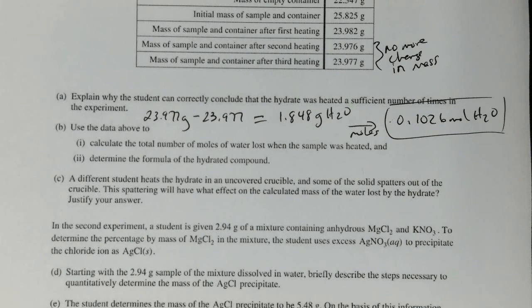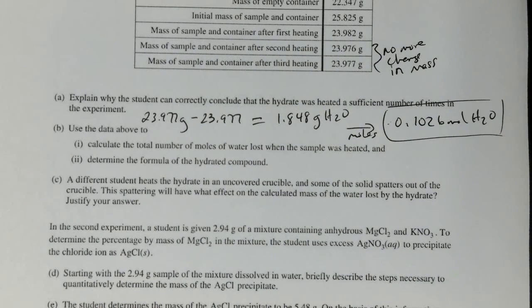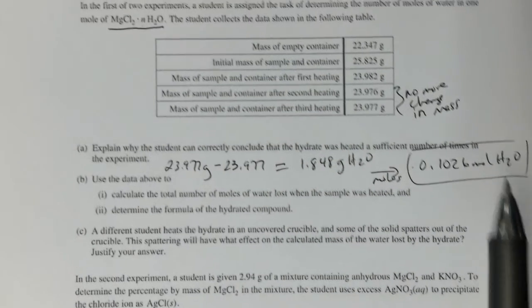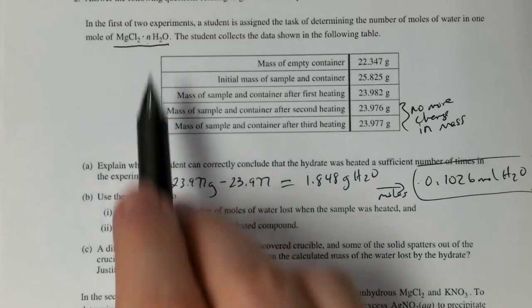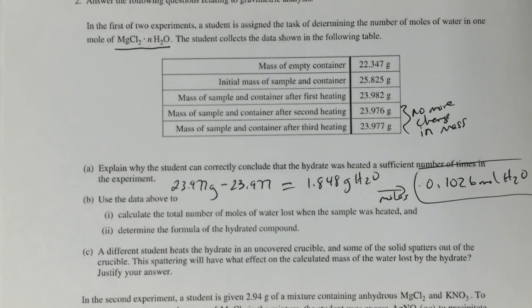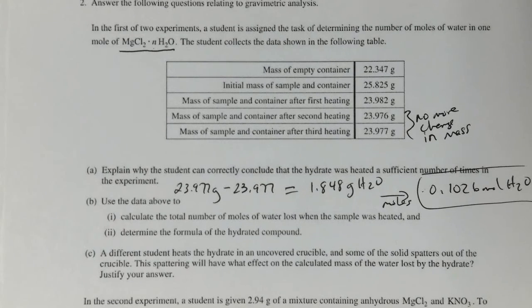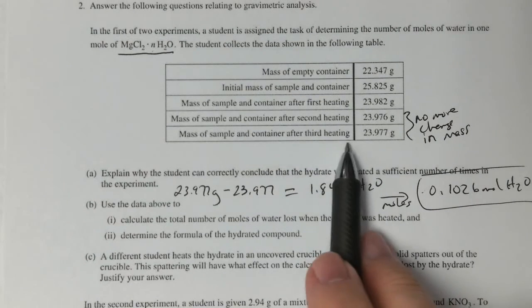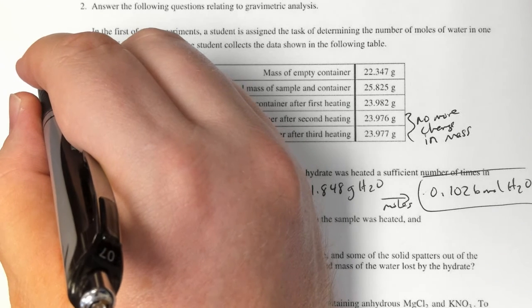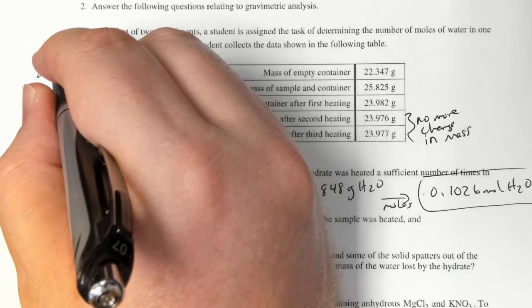Determine the formula of the hydrated compound. Okay, so in part 2 here we got a little bit more work, because if we're going to find the formula, we got to take the moles of water in ratio to the moles of the, in this case, magnesium chloride. So what we've got to do is figure out the mass of the magnesium chloride. So let's go back to our mass of sample, 23.977.